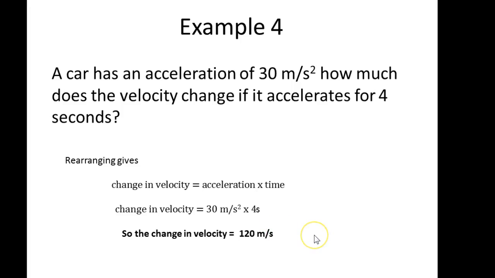Okay, well, if we rearrange this equation, we can rewrite it as change in velocity equals acceleration times time. So the change in velocity then is 30 meters per second squared times the time, which is 4 seconds. So our change in velocity is 120 meters per second. Notice the units here, meters per second.